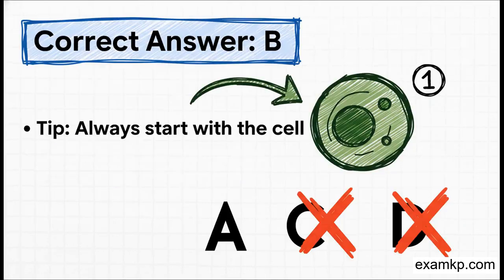Why? Because life always builds up from the most basic unit, and that's the cell. So right away, you can eliminate any option that doesn't start with cell. That's a great exam trick. Just remember that simple rule. It all begins with the cell.